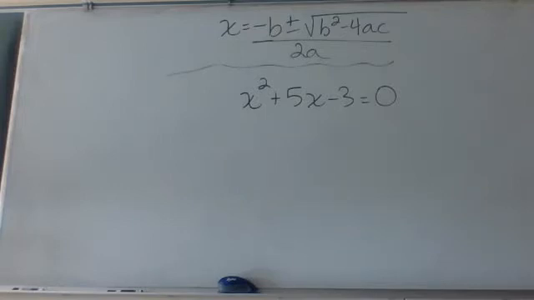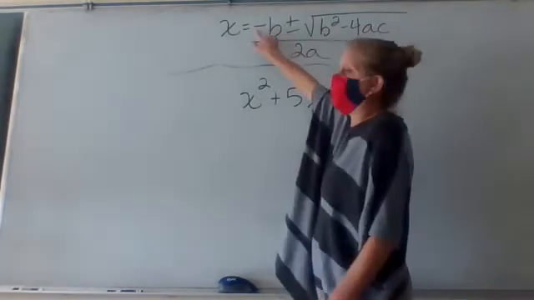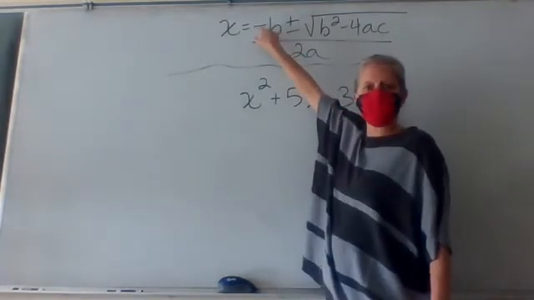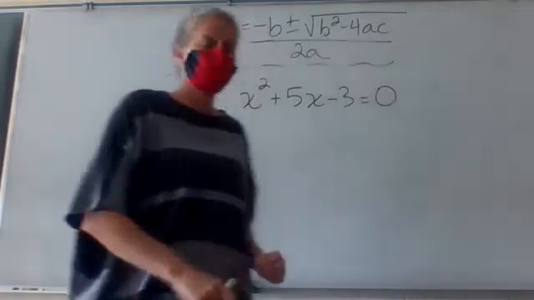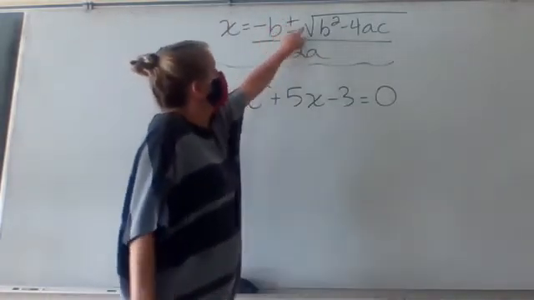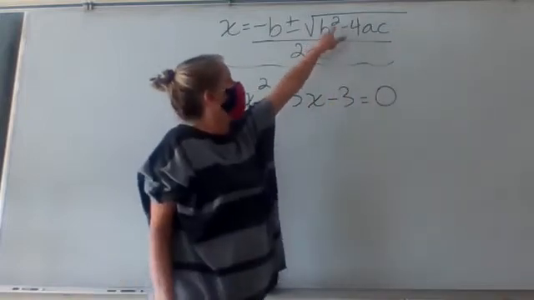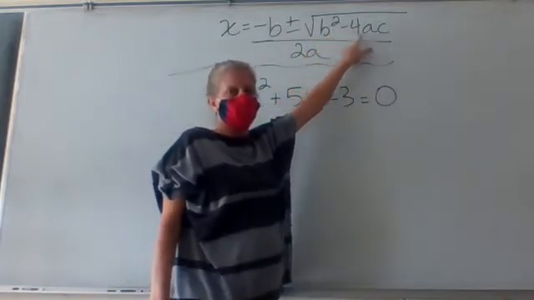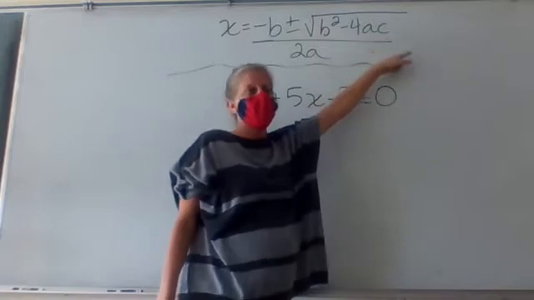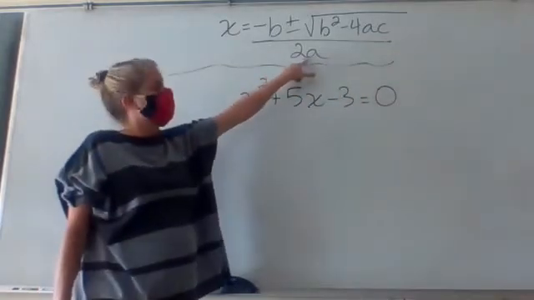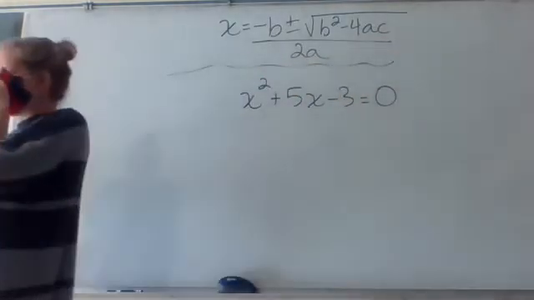So here's the quadratic formula. X equals, I'm going to call this the opposite of b instead of negative b. I'm just going to say the opposite of b plus or minus. Then I have this long square root, and underneath that square root, I've got b squared minus 4 times a times c, and that's all over my denominator of 2 times a.